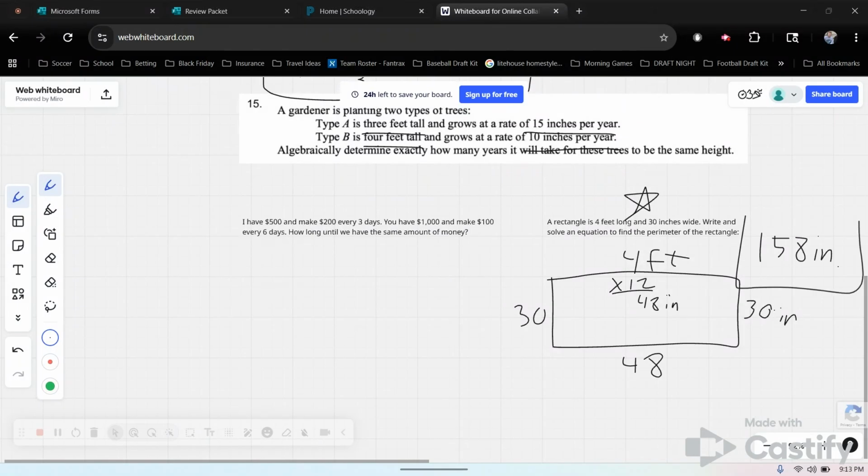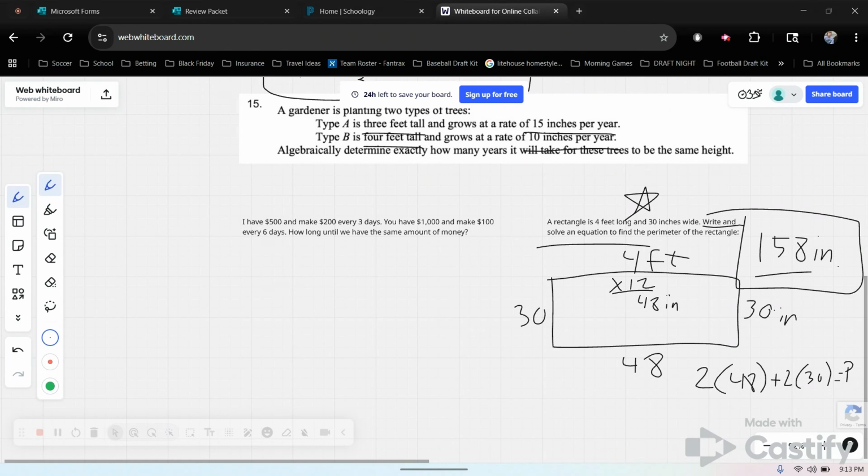However, attention to detail, it does say write and solve an equation. So I would say something like 2 times the length plus 2 times the width equals the perimeter. I would say let P equal the perimeter of the rectangle in inches, and so on, and then I would solve for 158. That is one way that I could see somebody having trouble with this problem.